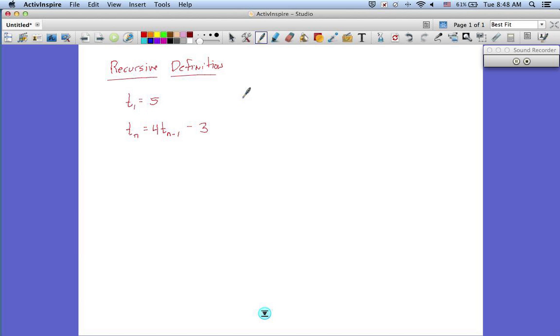T2 would then be 4 times 5 minus 3, which would be 17. T3 would be 4 times 17, and then minus 3. T sub 4 would be 4 times 65, and then minus 3. So that's 260 minus 3, so 257 if I'm not mistaken.